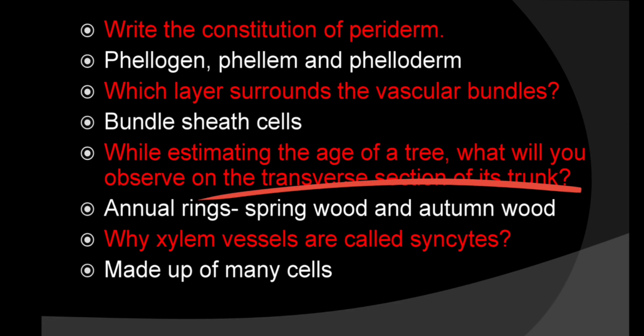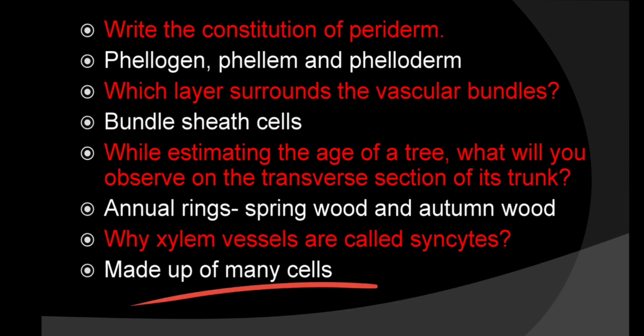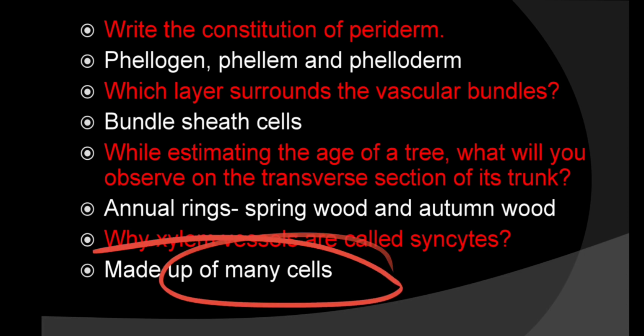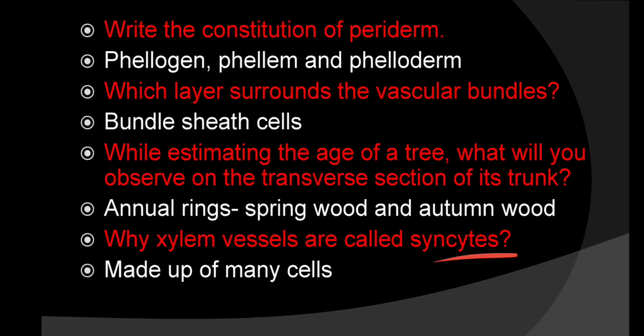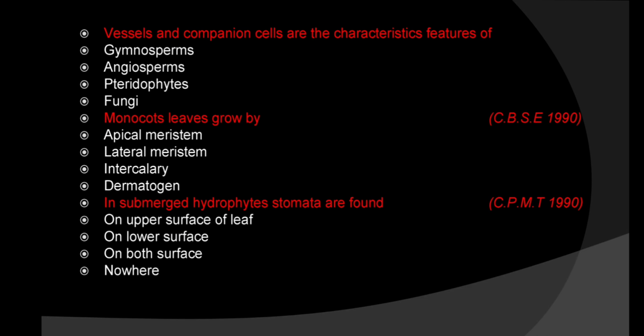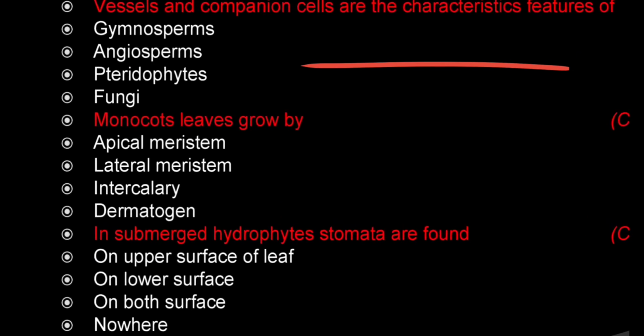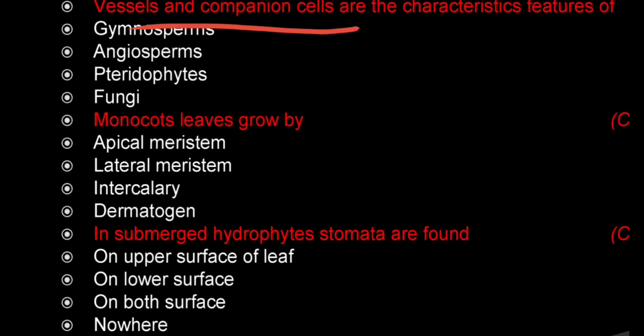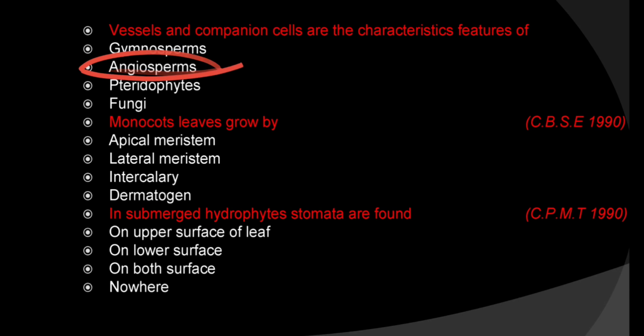Why are xylem vessels called syncytes? Xylem vessels are called syncytes because they are made up of many cells. That's why they are called syncytes. Then vessels and companion cells are the characteristic features of angiosperms, because angiosperms contain both these things.